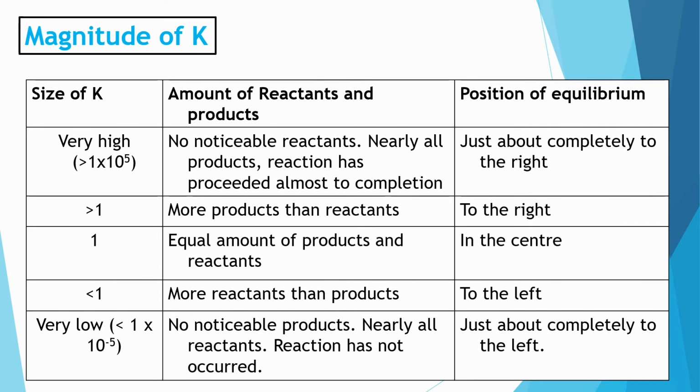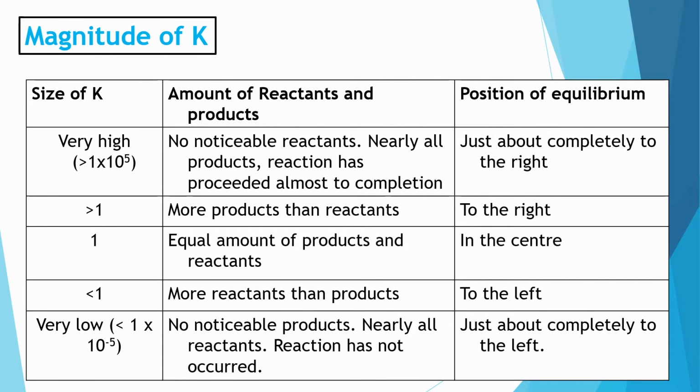So we have really 5 positions. If we have a K of 1, because this is a fraction, we have equal amounts of products and reactants. And if we have a number that's bigger than 1, we say there are more products than reactants. So if we have a really large number, the reaction has almost gone to completion because there are hardly any reactants left.